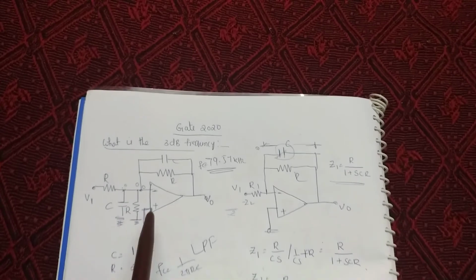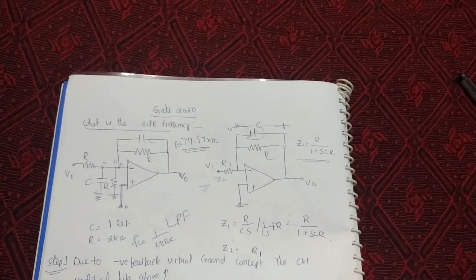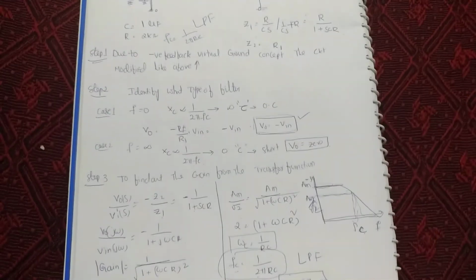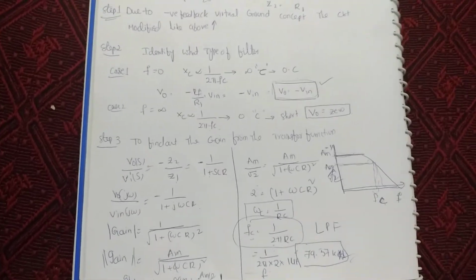Okay. So for this question the gain is 79.57. The 3 dB frequency, that is Fc, is equal to 79.57 kilohertz. Okay. Thank you.